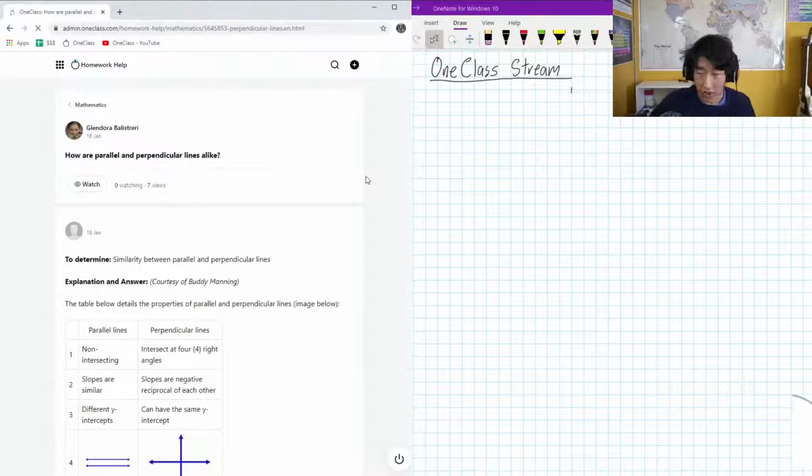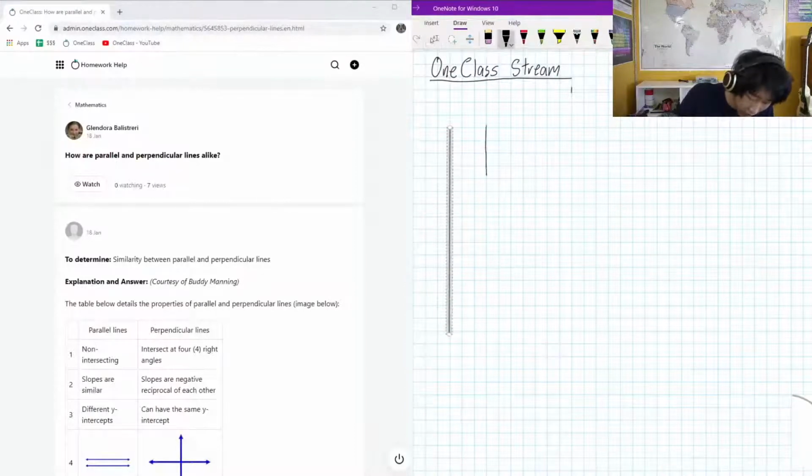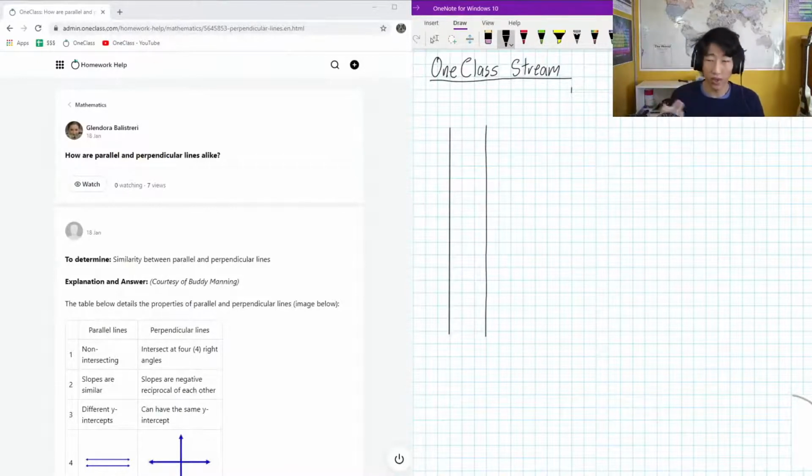Okay, so the first question on the menu today is asking us, how are parallel and perpendicular lines alike? Let's actually draw some examples of some parallel lines and some perpendicular lines so we can see how they're similar and how they are different from each other. So let's grab a shape so I can draw some straight lines. Parallel means that the lines are going in the same direction, or in opposite directions.